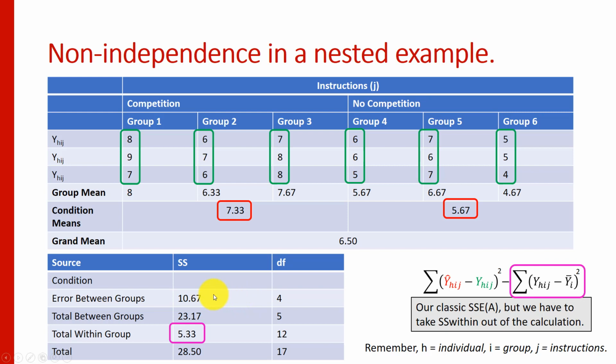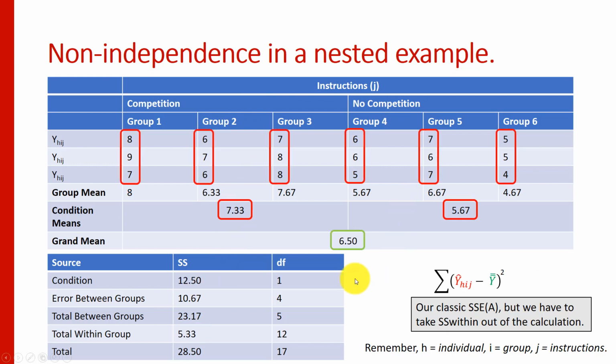So the sum of squared errors for the residuals between groups is 10.67. This is the sum of squared errors that we can use to compare to the effective condition and calculate an F statistic, and then make an inference about whether we have a significant effect of instruction on our different groups. So finally, in order to calculate the appropriate effect for condition, we're going to need to take the predicted value for each person, in each group, at each different type of instruction, minus the grand mean.